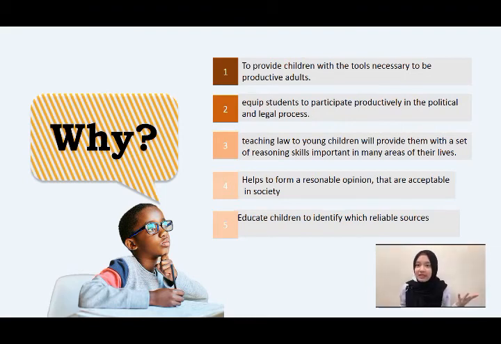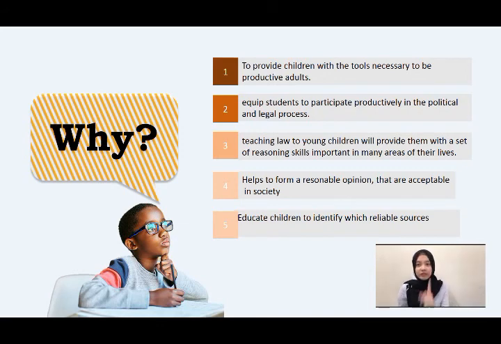The fourth reason is that legal reasoning will help to form a reasonable opinion that is accepted in society. The skill of legal reasoning will help young people to approach life issues with reasonableness. The idea of reasonableness is access to the appropriate kind of behavior as a member of society. Part of being reasonable is considering the impact on other people and modifying your expectations and your requests to suit the social need.